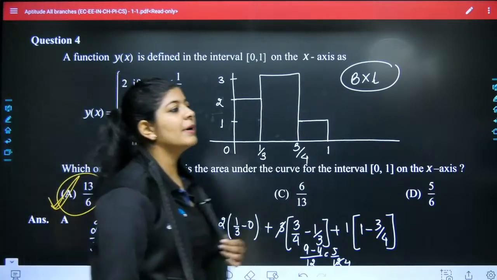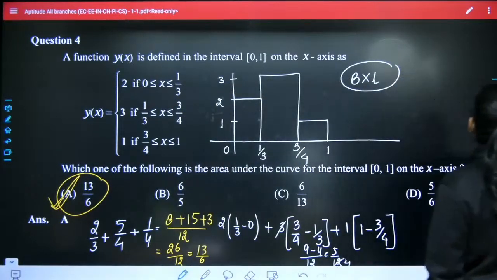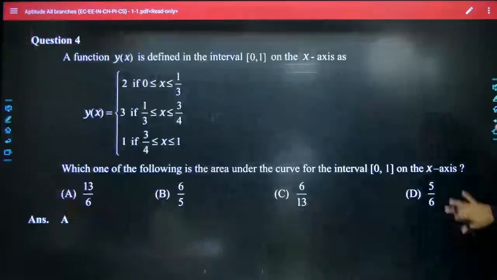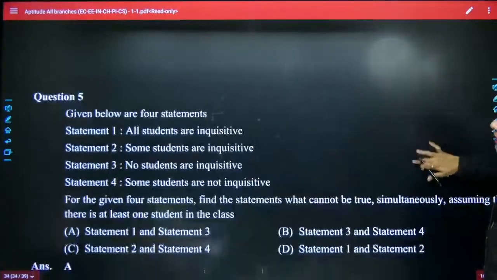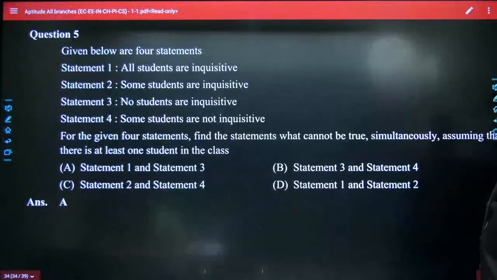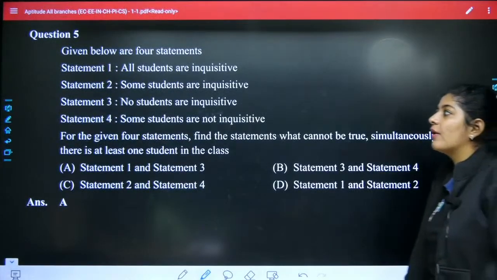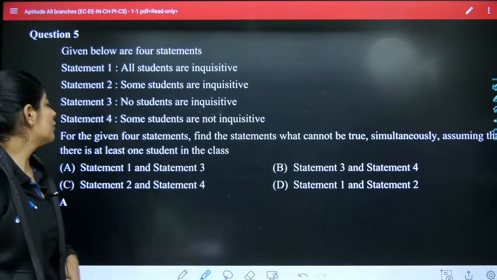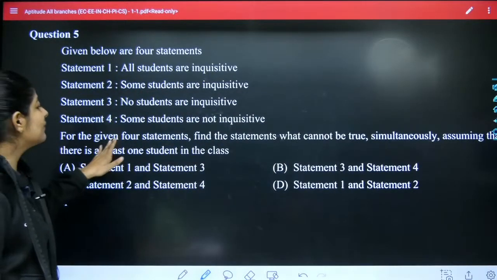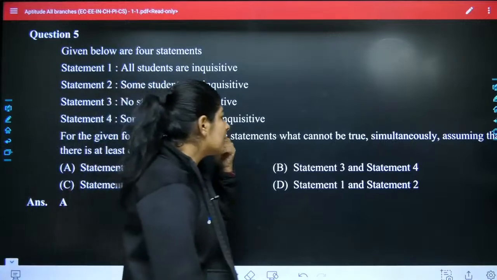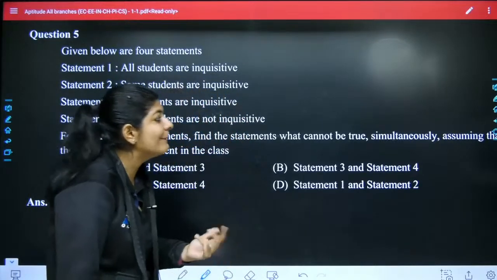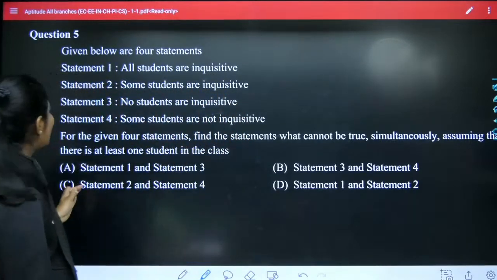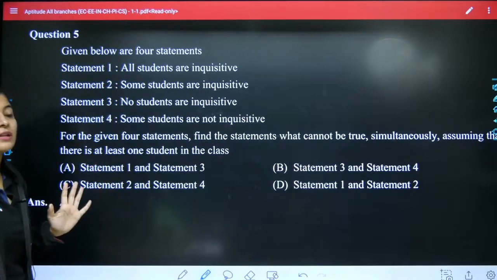So the option number A is correct. Now let's move to the next question. Okay, here we have a question from the syllogisms. Here we have 4 different statements. Now what we need to do, for the given 4 statements, find the statement that cannot be true simultaneously, assuming that there is at least one student in the class.